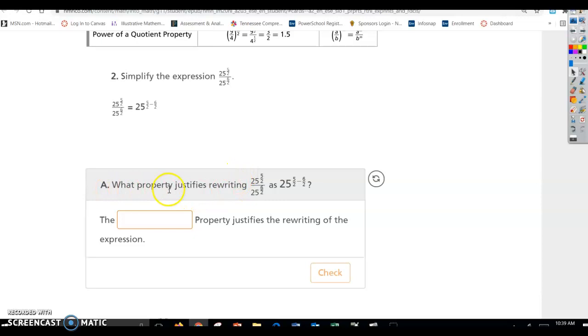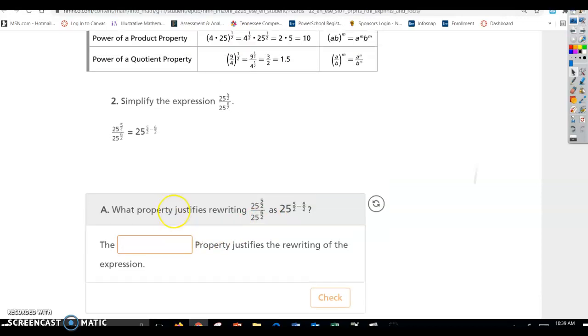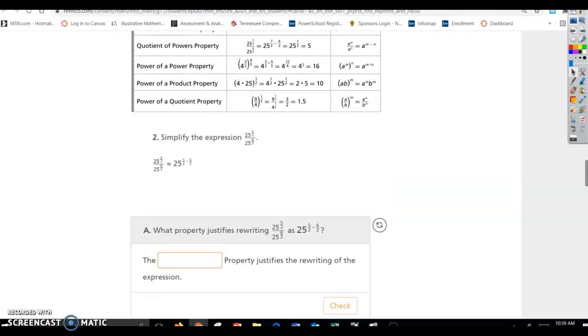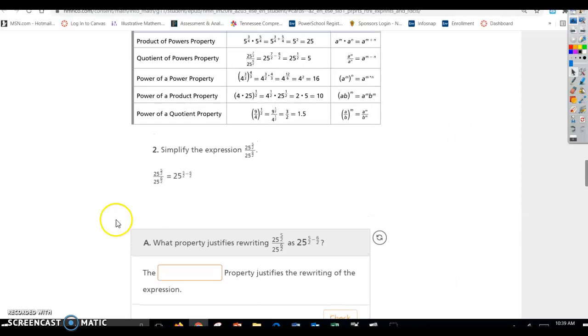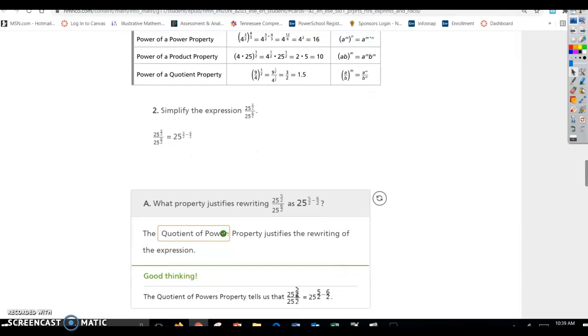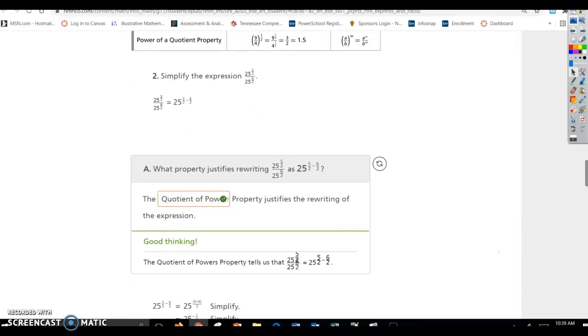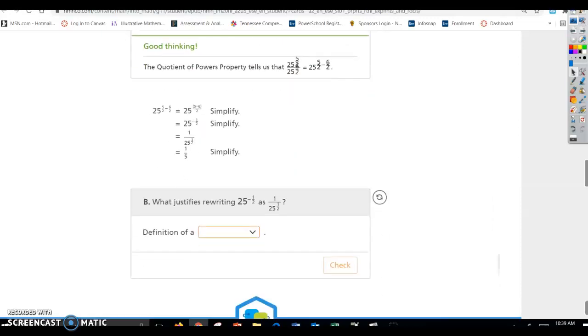All right, so what property justifies rewriting same base and subtract from top to bottom? So if you look up here above, okay, this is the quotient property. And may need to put quotient of powers property. Let's see. All right, so the quotient of powers, the quotient property justifies rewriting the expression.